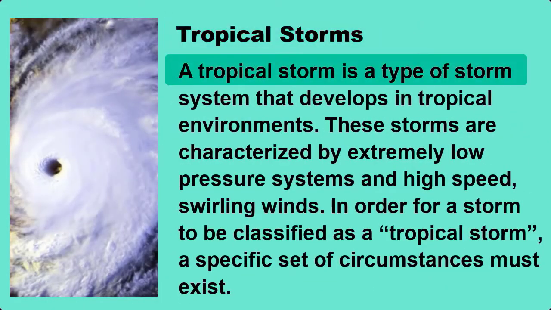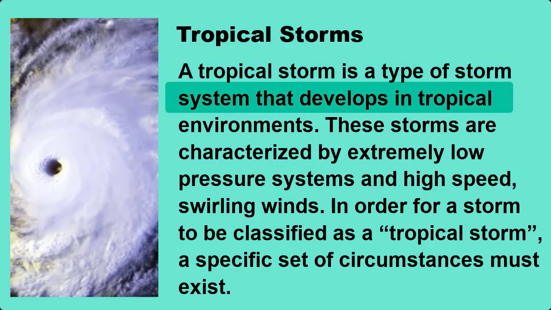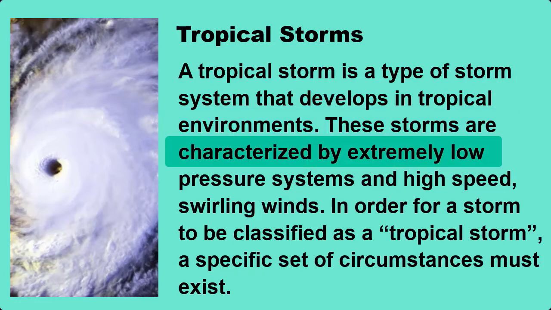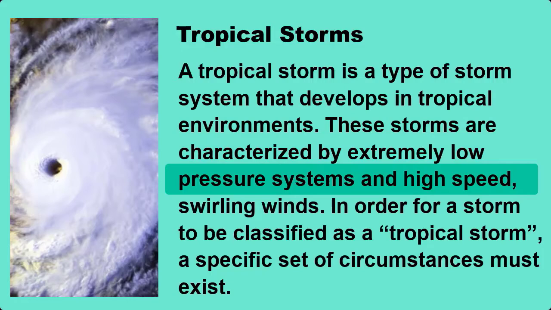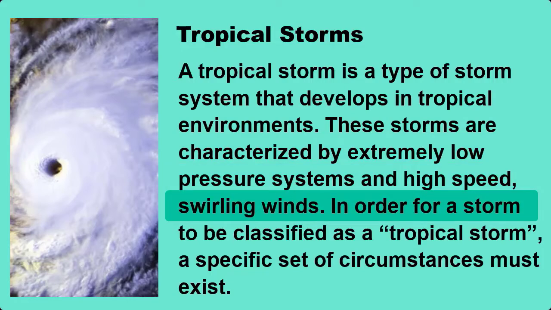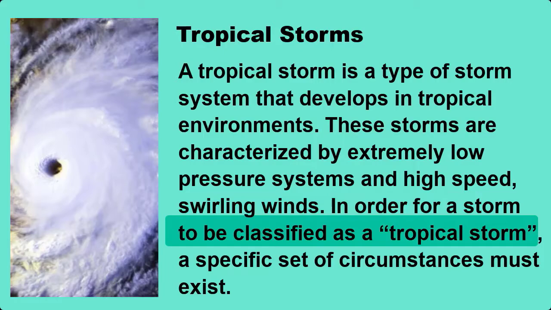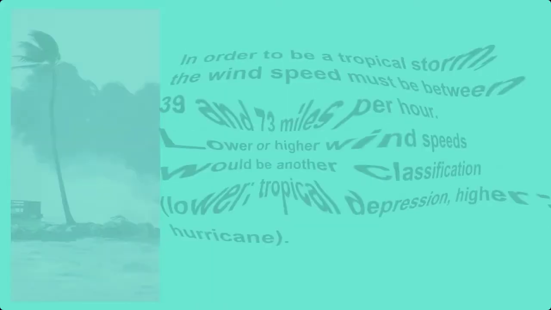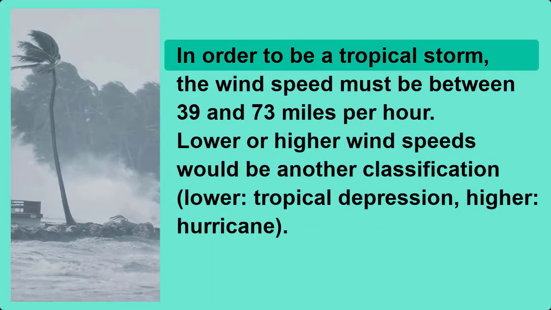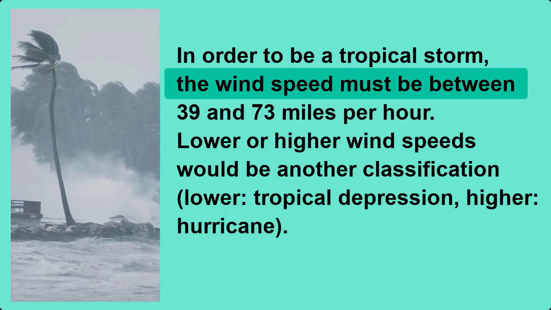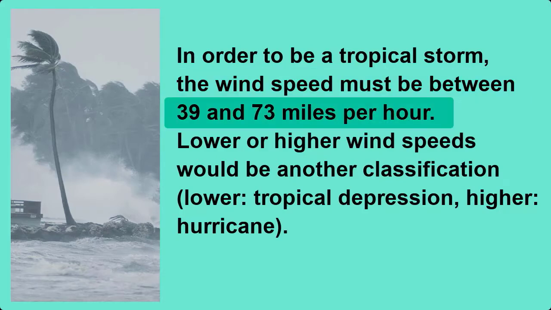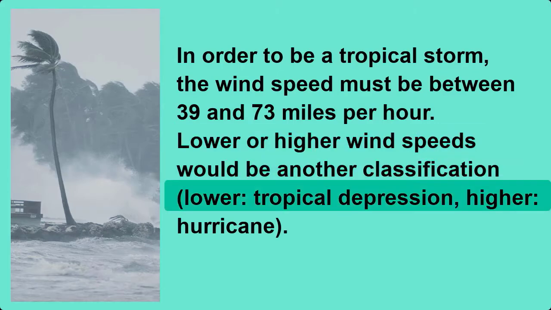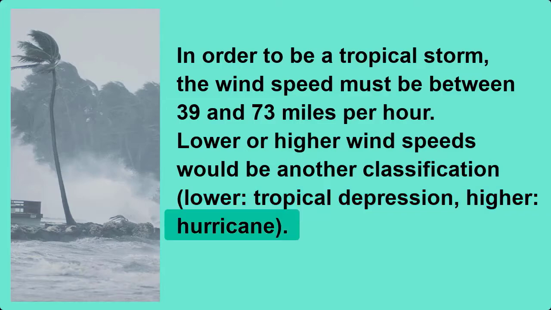Tropical storms. A tropical storm is a type of storm system that develops in tropical environments. These storms are characterized by extremely low pressure systems and high-speed, swirling winds. In order for a storm to be classified as a tropical storm, a specific set of circumstances must exist. The wind speed must be between 39 and 73 miles per hour. Lower or higher wind speeds would be another classification. Lower, tropical depression; higher, hurricane.